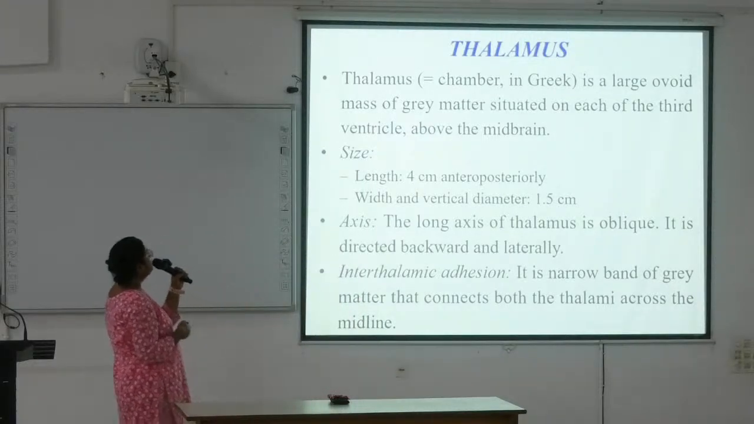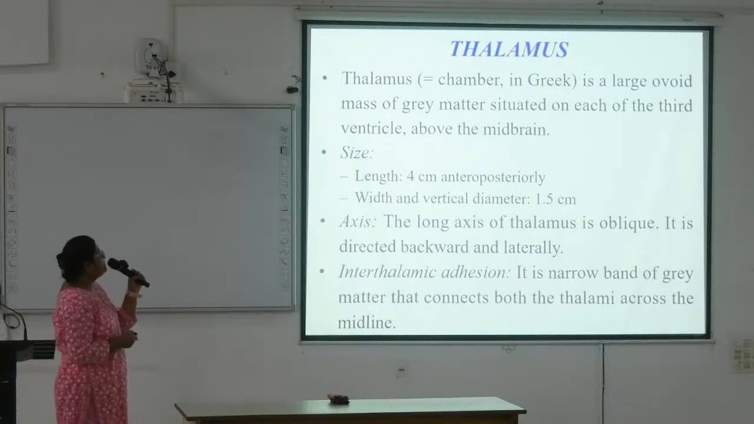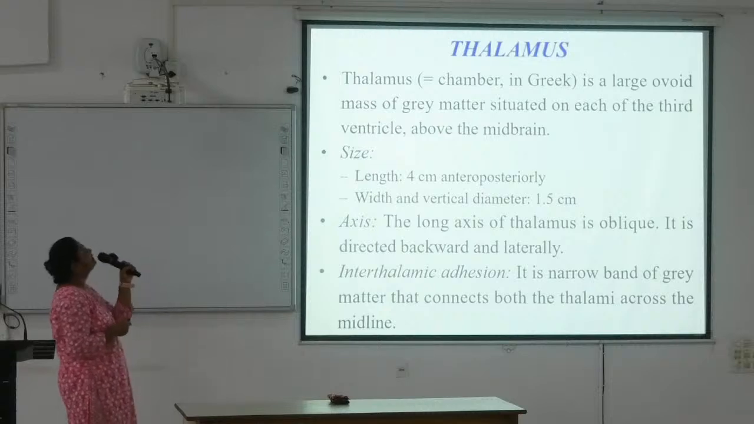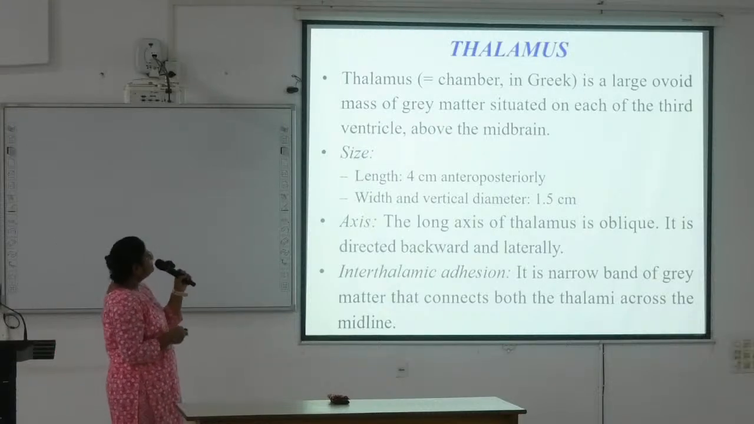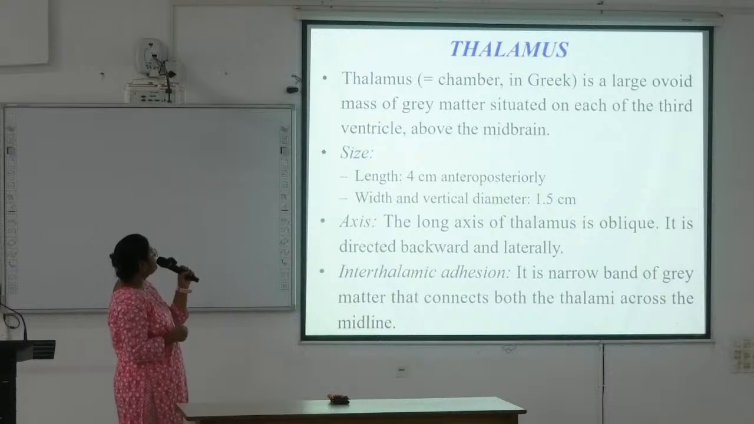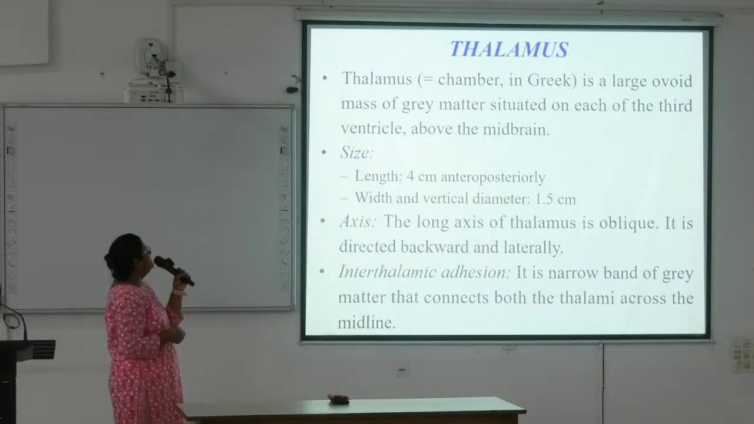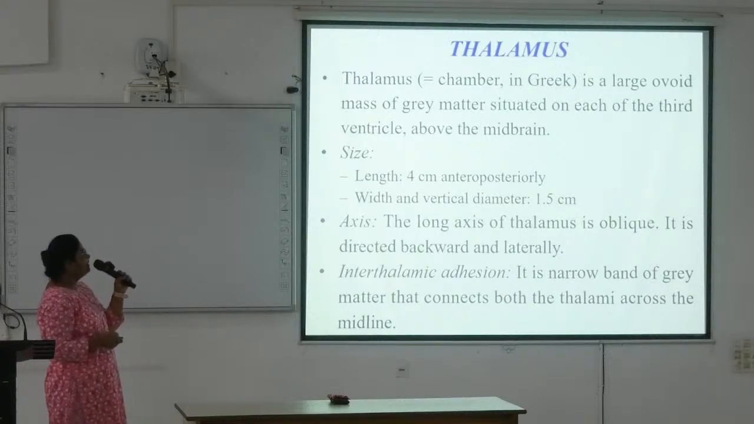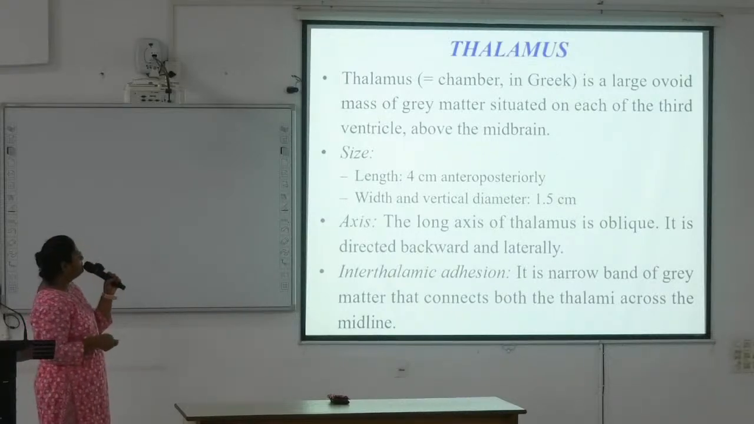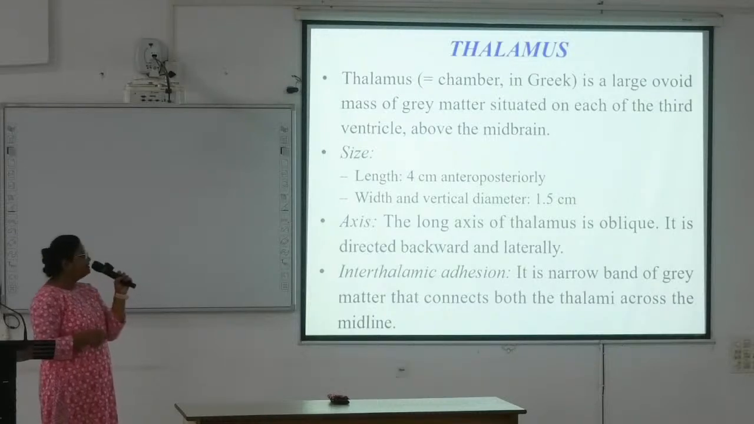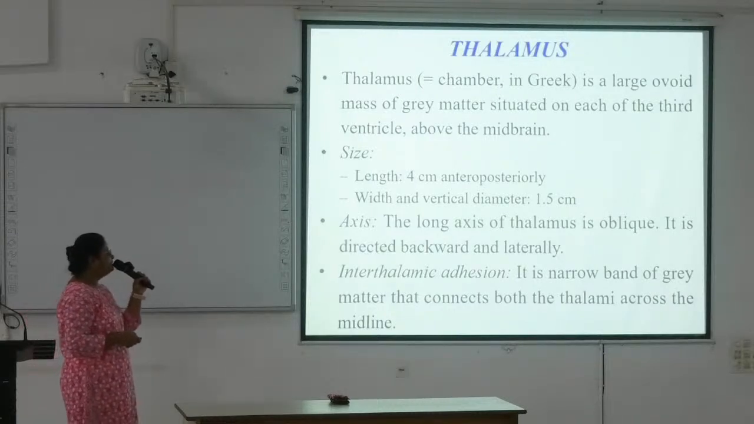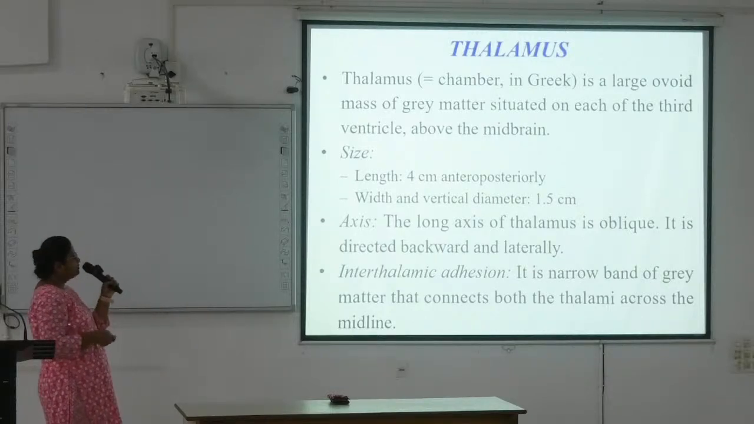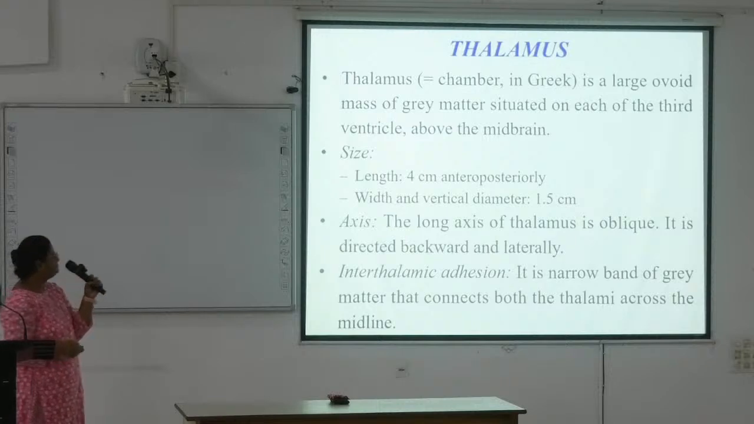It is a large ovoid mass of grey matter situated on the each side of third ventricle above the midbrain. Okay, so thalamus, this is the location of the thalamus. What is the size? Length is about 4 cm antero-posteriorly. Width and vertical diameter is about 1.5 cm. What is the axis? The long axis of thalamus is oblique and it is directed backward and laterally. So this is the axis of the thalamus.